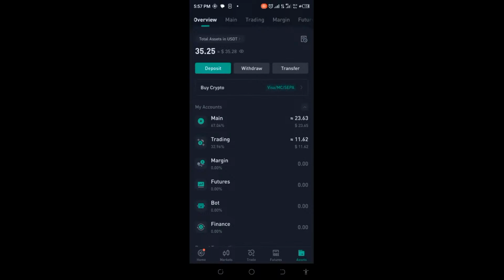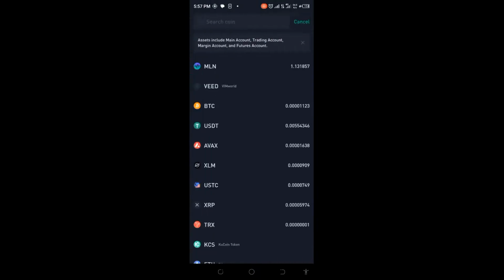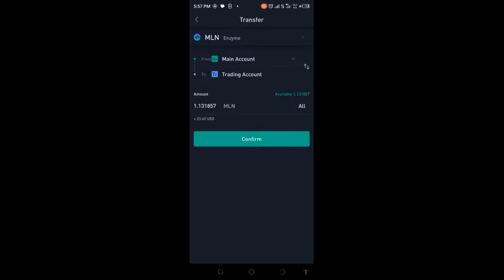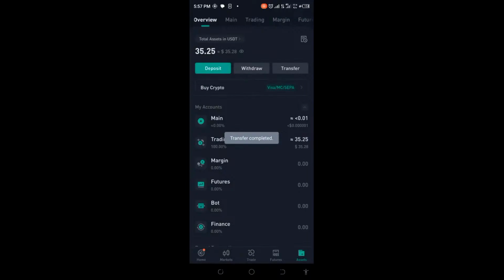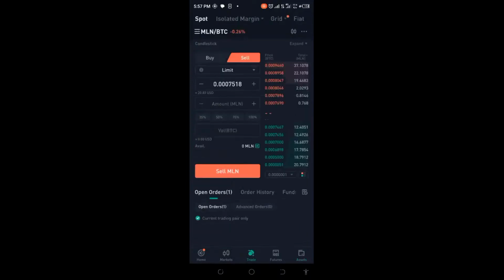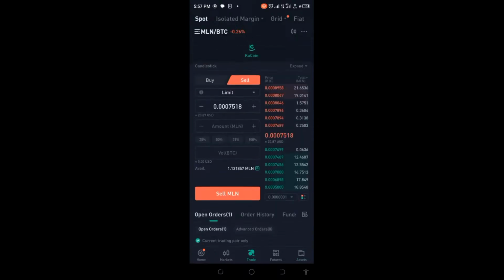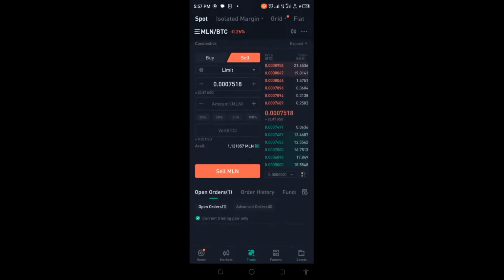Okay. So now what we need to do is transfer this. We're going to have to transfer this, right? So what do we have here? We have 1.13, okay, let's put all of that, 1.13. Oh, I love that sound. So we're going to go over to trade now. When we do this, we're going to see everything here. Oh, wow.